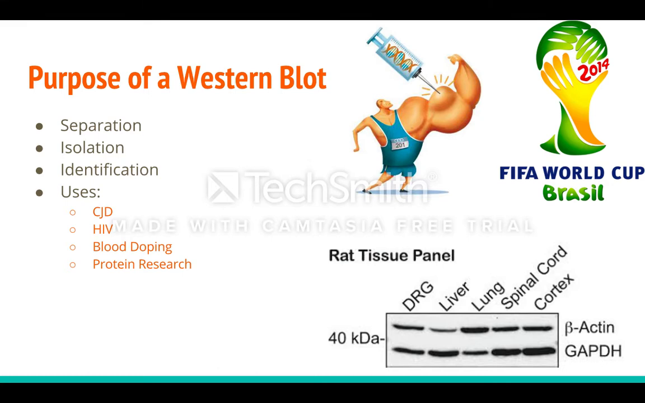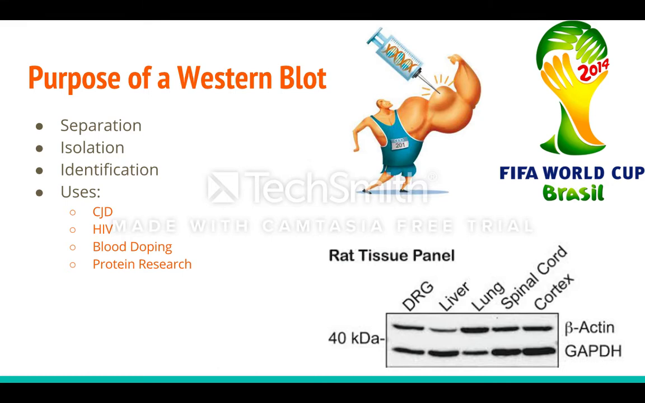So, a Western blot is basically a technique that scientists can use to determine the relative level of proteins in a cell of interest. The Western blot can be used to separate proteins by size or semi-quantitatively. And as you can see in the rat tissue panel on the bottom of the screen on the right, we can determine the relative level of protein in a sample by looking at the strength of the band. So based on this, we can see that the lung tissue has the highest beta-actin expression because it is the brightest band in the row.